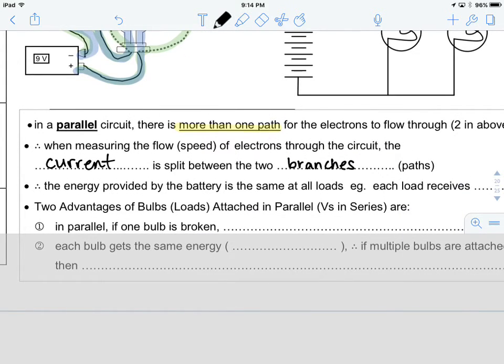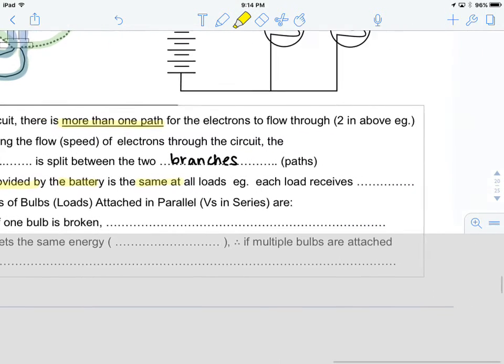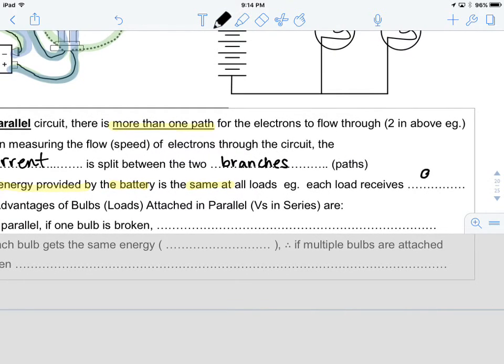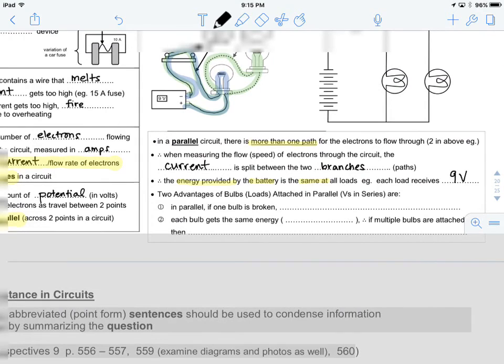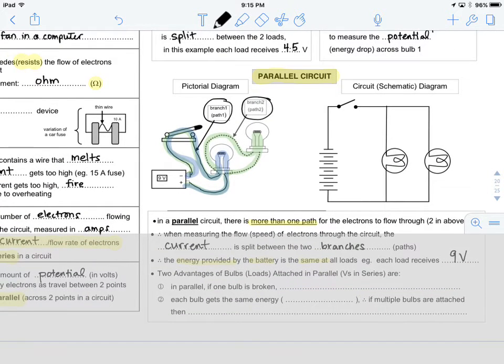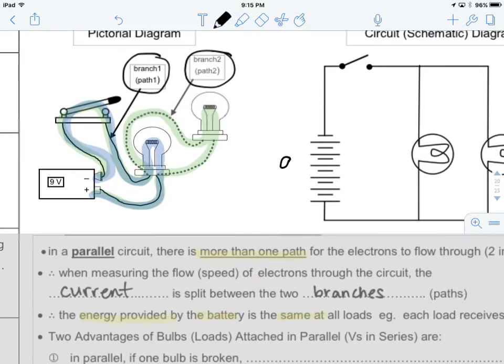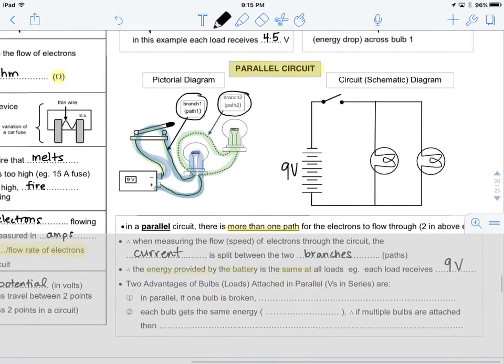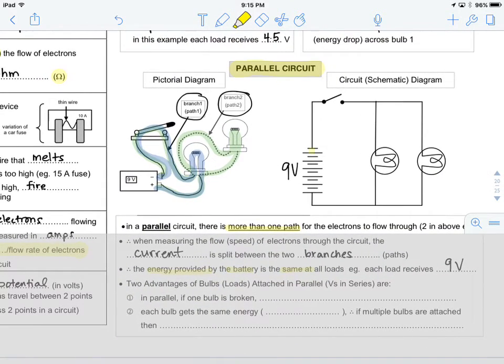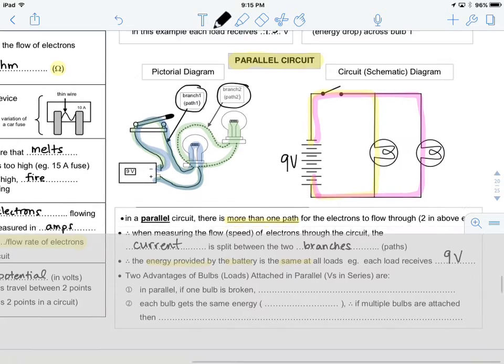Okay? The energy, though, and this is significant, the energy provided by the battery is the same at all loads. So in this case, each load receives 9 volts. Okay? So our circuit diagram is much simpler, and you can see now why circuit diagrams are actually quite useful, because these make it much, much easier to see our different paths. So we could go this way, or alternatively, we could go this way around the circuit. And the current will be split between these two loads, between light bulb 1 and light bulb 2.